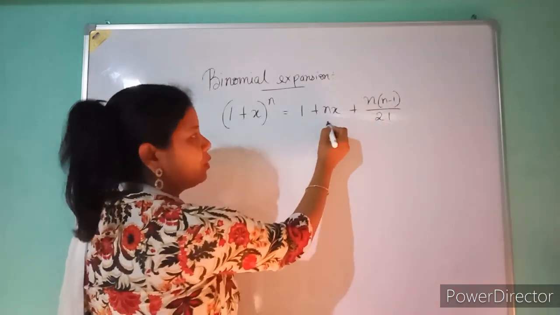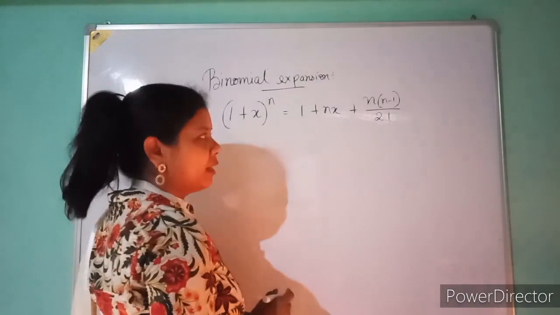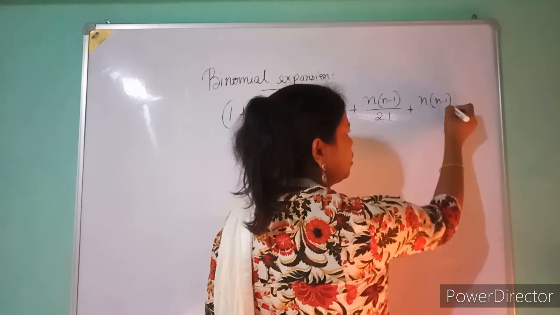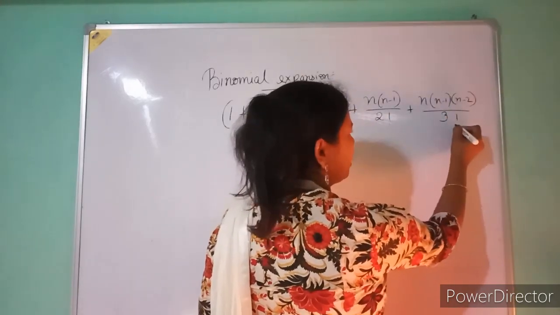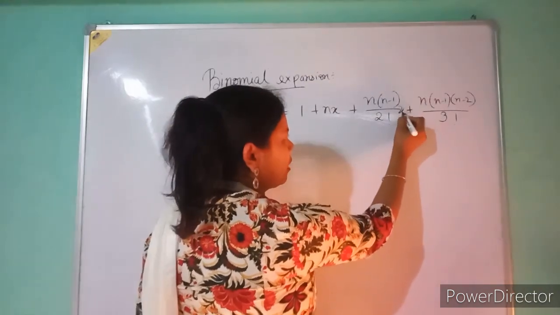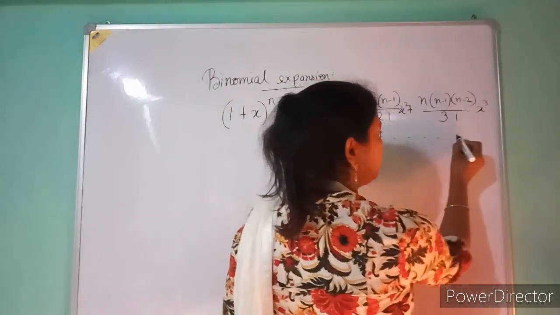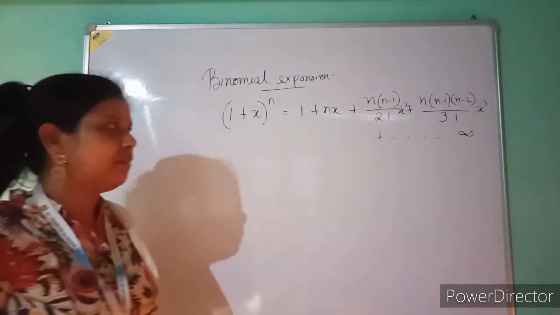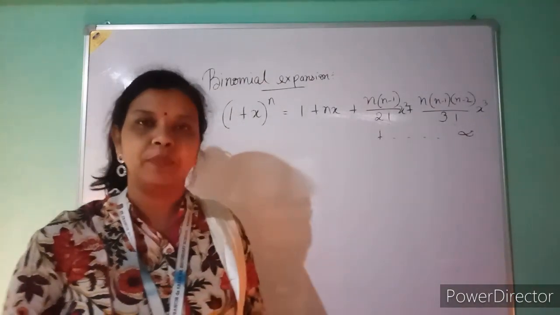Actually here we have factorial 1, since 1 factorial is 1 only, so we are not writing that one. Then next part is n into n minus 1 into n minus 2, divided by factorial 3. I forgot to write here, x square will come, here x cube will come. Like that it will continue till infinity. But if some numbers are given, then you will come to know up to which number it will be there.